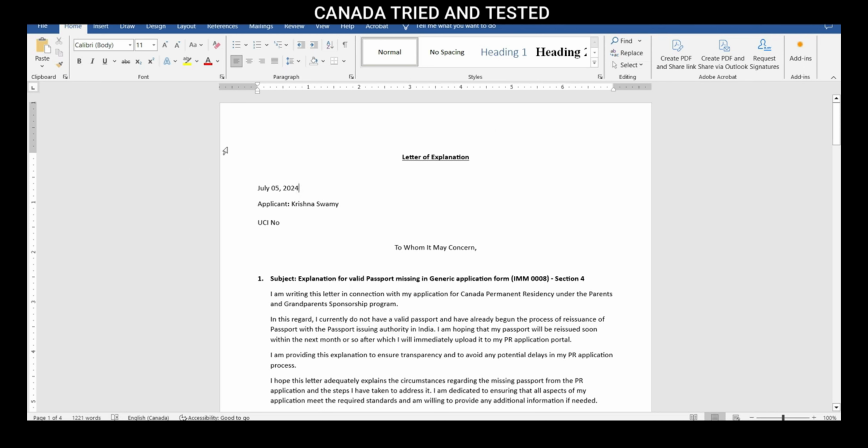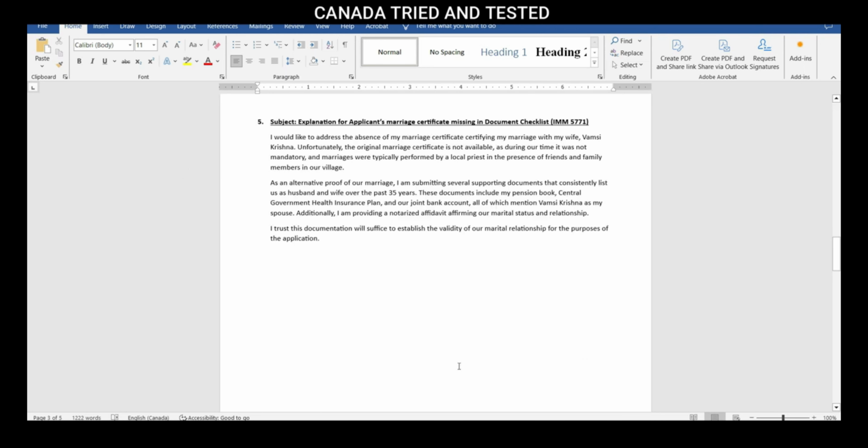This is the typical heading part of it. So as you can see, this is point 5. There were a few other explanations which were given, and you would have seen those videos. Specific to this, you see here, the subject clearly mentions what this is: explanation for applicant's marriage certificate missing in document checklist, and the form number. So that becomes the heading.